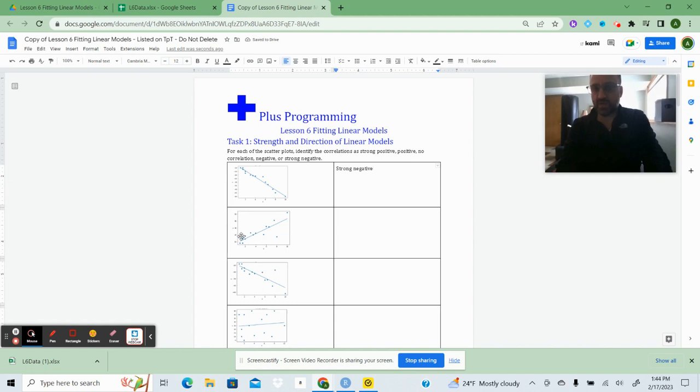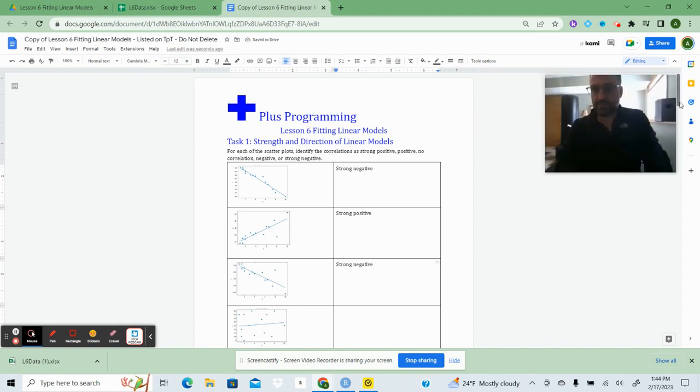Here, this seems to be a strong positive. The line's going up. Most of the points are very close to it. So this is a strong positive correlation. Here again, most of the points are close to the line. It seems to be strong negative because the line is going down.